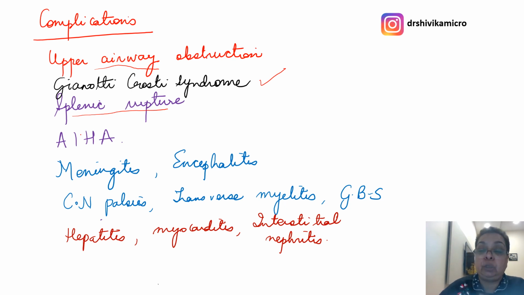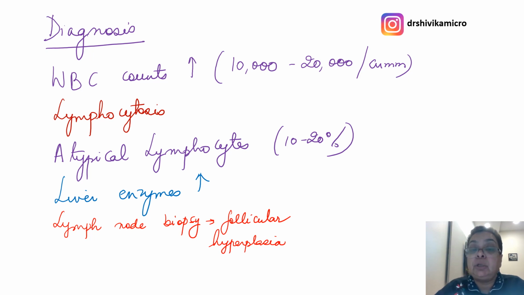Moving on to the diagnosis of Epstein-Barr, rather infectious mononucleosis. So on hemogram studies, what we see is the WBC counts are raised. There is lymphocytosis, lots of atypical lymphocytes, 10 to 20% of them are atypical lymphocytes. Liver enzymes are raised, and if we do a lymph node biopsy, because there is proliferation of the B cells, there is going to be follicular hyperplasia seen on histological examination. Okay. Coming to the diagnosis.